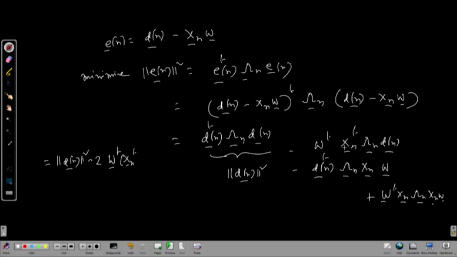W transpose, this is a vector, column vector, x n transpose lambda n, matrix into matrix, a matrix, into column vector d n, which is a column vector. Overall, a column vector you can call it U. So, W transpose U, if you differentiate it with respect to all the components of W and put it in a stack, you will get U, that means this only. So, I am first writing and then I will differentiate.